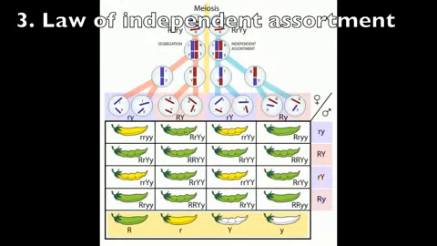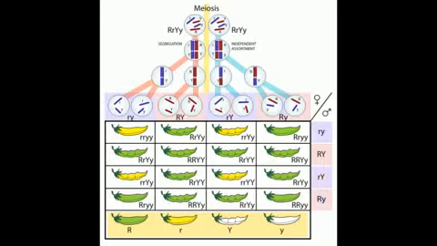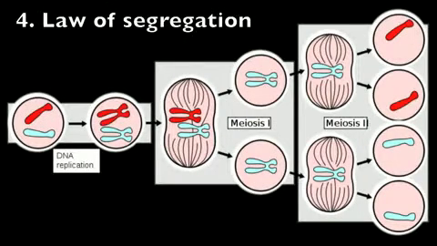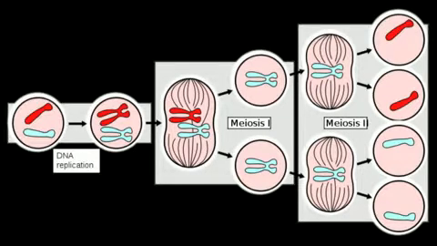The third, the law of independent assortment, states that alleles of different genes are distributed to the gametes independently of one another, as expressed in this Punnett square. Lastly, the law of segregation states that during the second half of meiotic cell division, the sister chromatids separate so that each gamete only receives one replicated chromatid. Take a moment to study this diagram.